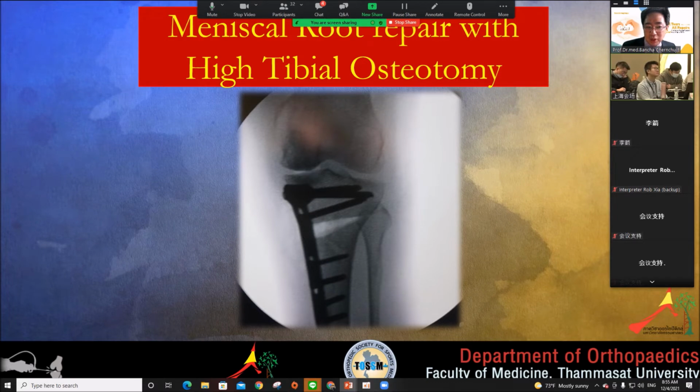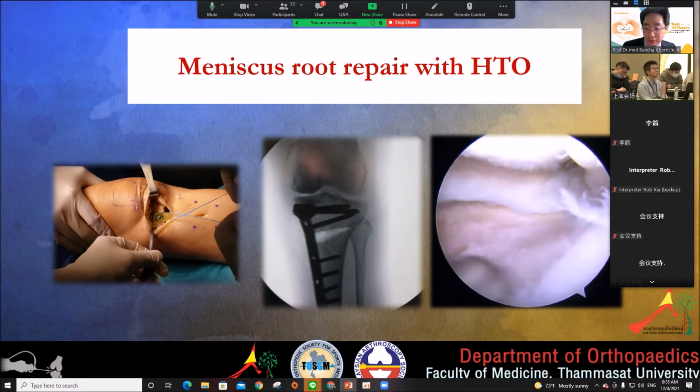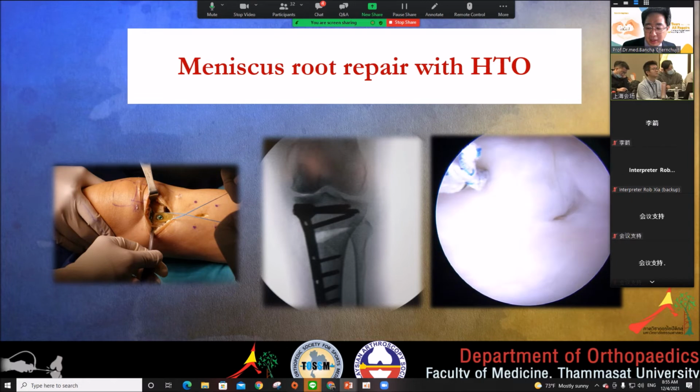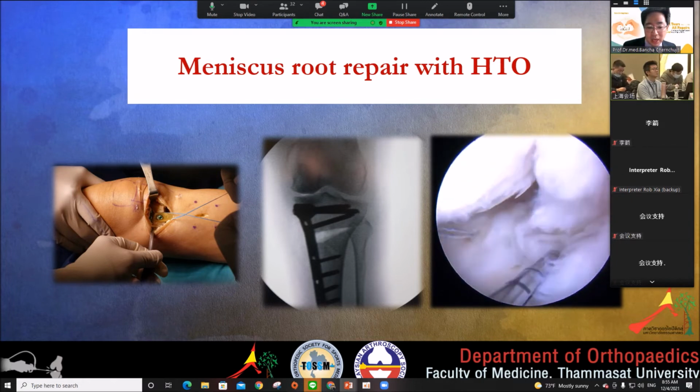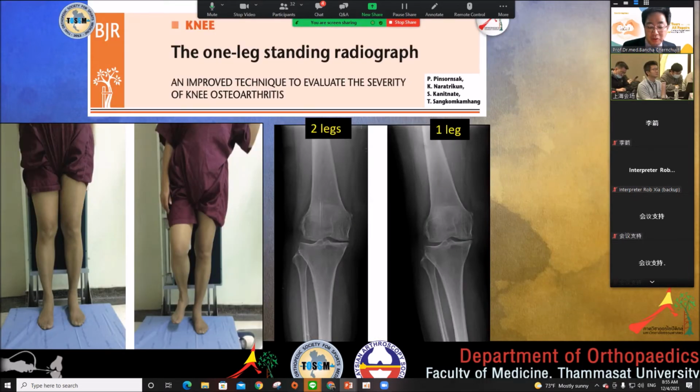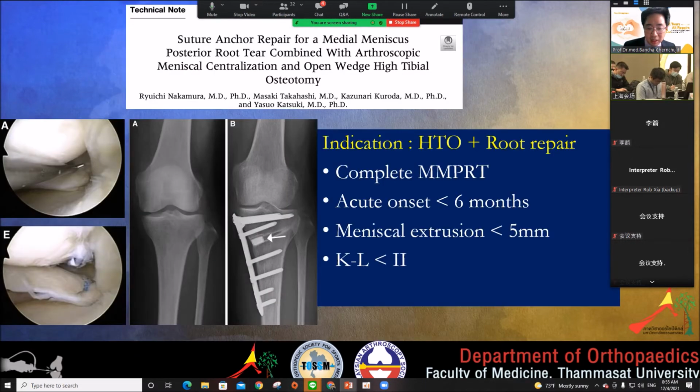Another point is meniscus repair together with HTO, because sometimes the patient has condyle damage and a meniscus root tear. If the meniscus root tear is not too bad, I would prefer to repair the meniscus root together with the HTO. I prefer the one leg standing weight-bearing view to detect the axis of the knee, because from this article, the two leg standing view is not the real axis of the knee. One leg standing represents the real axis of the knee. So the indication for HTO with root repair is a complete root tear within 6 months, extrusion less than 5 millimeters, and KL less than 2.